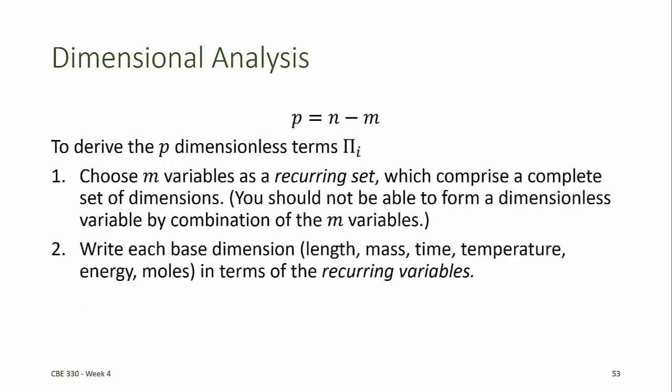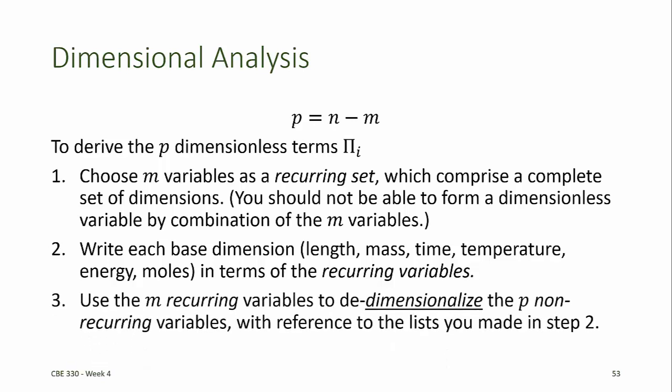Then we write each of the base dimensions, length, mass, time, temperature, energy, moles, whatever appears in our model variables, in terms of the recurring variables. And then we use the m recurring variables to de-dimensionalize the remaining p non-recurring variables. Those de-dimensionalized variables become our pi variables.